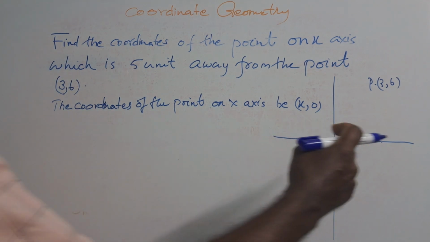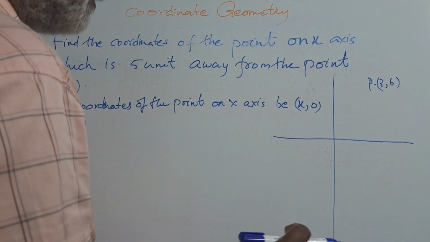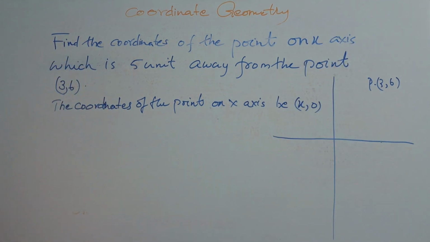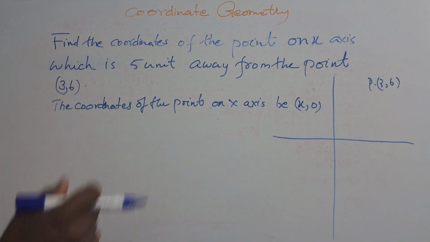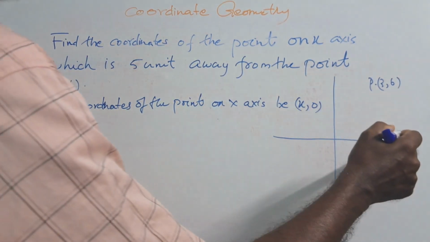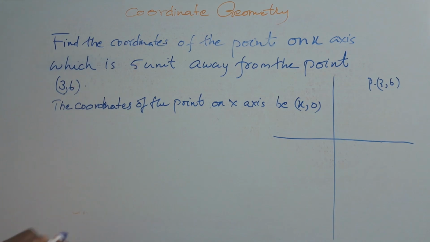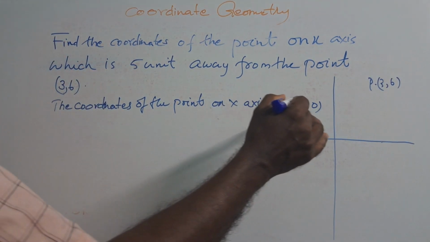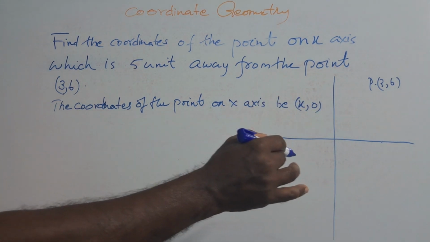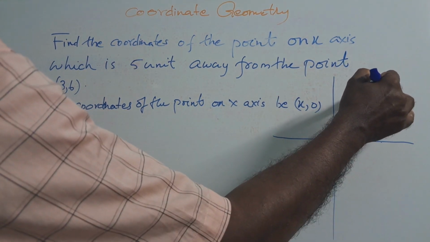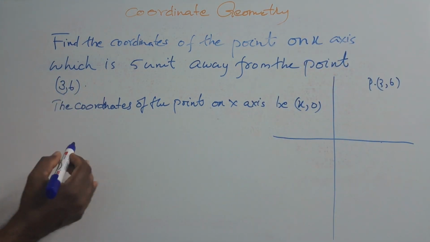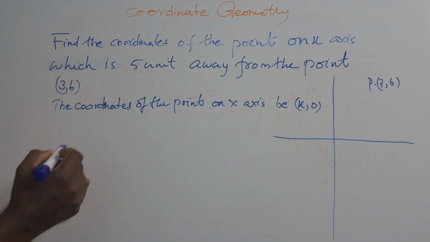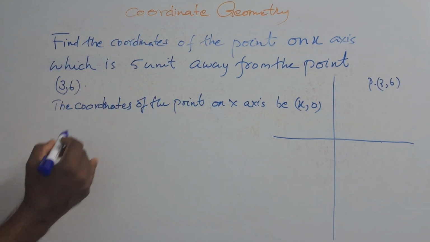Any point on x-axis, the y-coordinate is 0. Similarly, the x-coordinate of any point on y-axis is also 0. Here we need to find the point which is on x-axis. Therefore, the y-coordinate is 0. And the distance should be 5 units. So there is a point (x, 0) which is 5 units away from this point (3, 6). Using the distance formula, we can find the distance as 5 units.